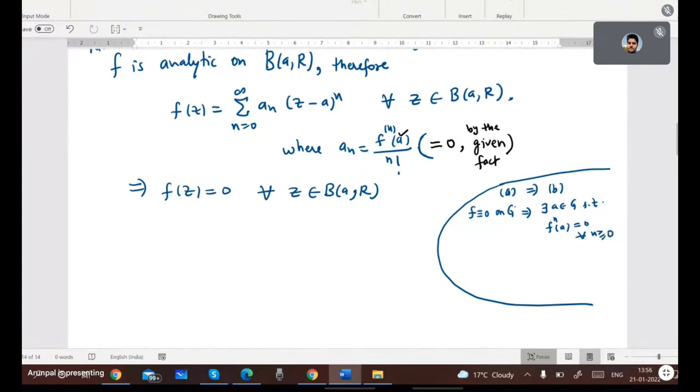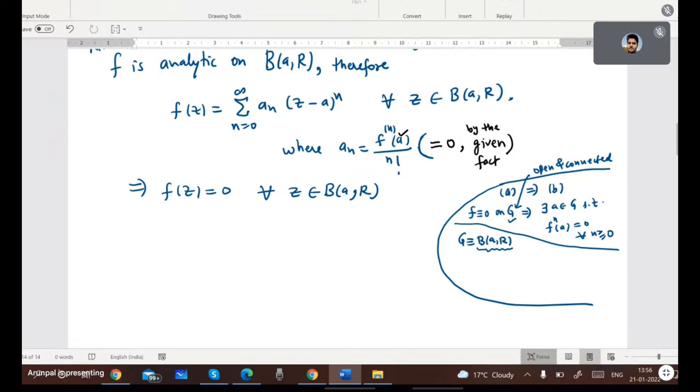Class, what is G? G was an open and connected set. And F was defined on G and F is analytic. Yes or no? Now please take G equal to B(a, r). Now you can see that B(a, r) is satisfying all the properties. It is an open ball. Class, an open ball is connected as well, right? I think I explained to you in the class that just with the help of a straight line segment, you can connect any 2 points in the open ball.